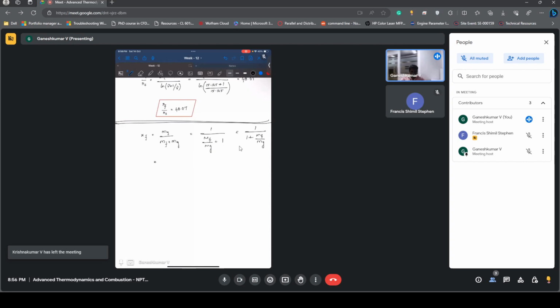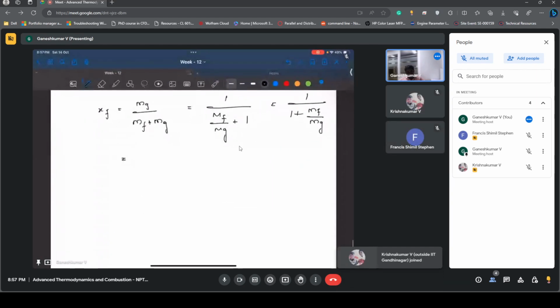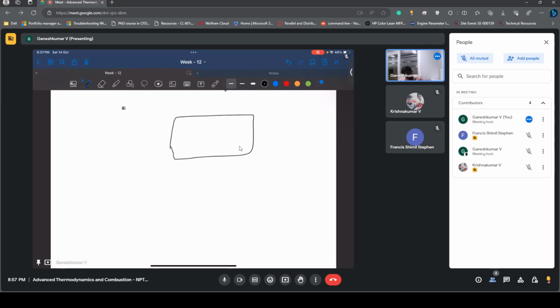Maybe you can think like this also. Say you have a container, this is a basic test we do, right? And you have 40% liquid and 60% gas. This is 1 meter cube. Now let's say I divide this into two, so I would have two containers of 0.5 meter cube each.